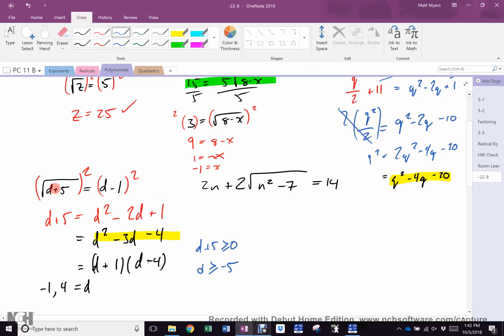What's negative 1 plus 5? 4. What's the square root of 4? 2. What's negative 1 minus 1? Minus 2. Does 2 equal negative 2? Not in my universe. So we can't have negative 1.